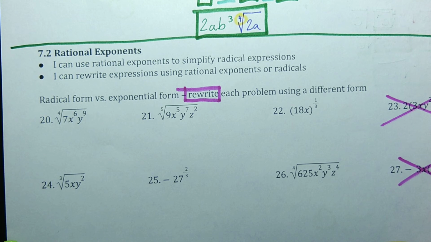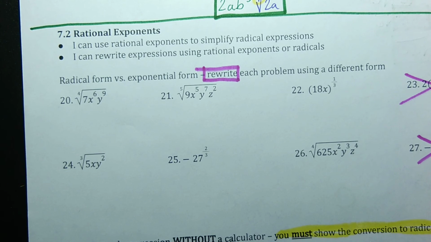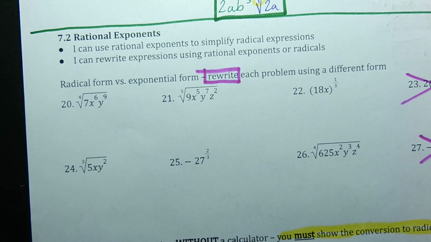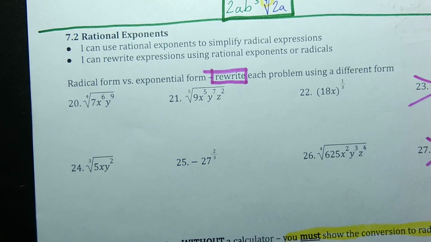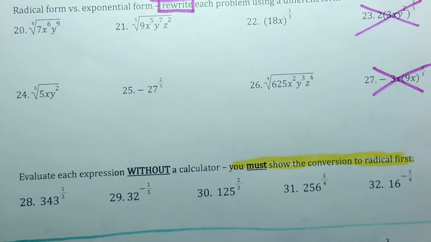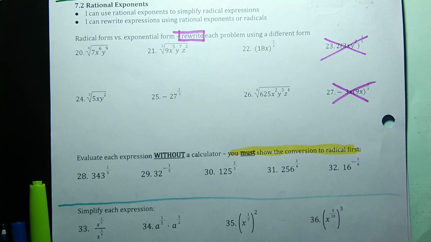And then you can also do through number 32. Those ones you are doing without a calculator, but you must show the conversion to a radical first. If you just write the answer, you're not going to get credit on the test. That's like an automatic 0 if you just show that for that section. So you do have to be able to show the appropriate work for those.